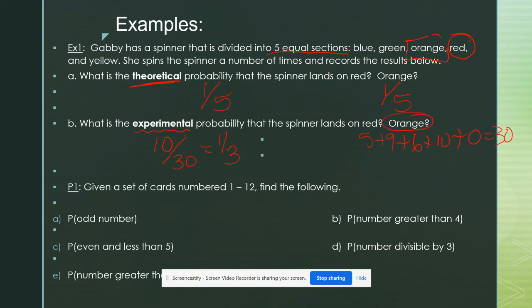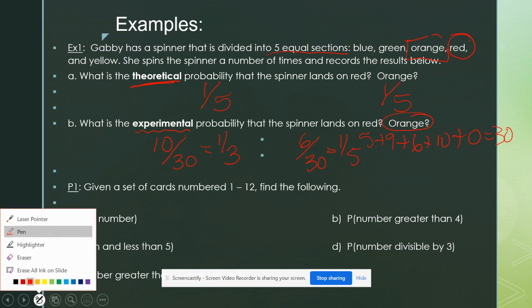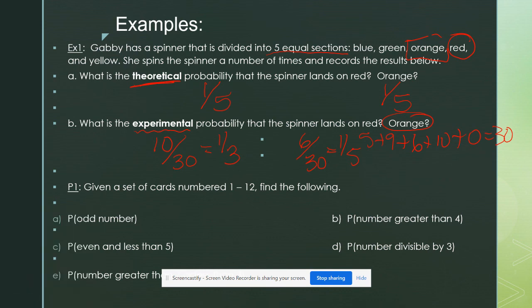For orange, it landed on orange 6 times out of the 30 times, which is reducing to 1/5. So if I said which of those actually landed on its theoretical probability, then we would say it's the orange because they both were 1/5.